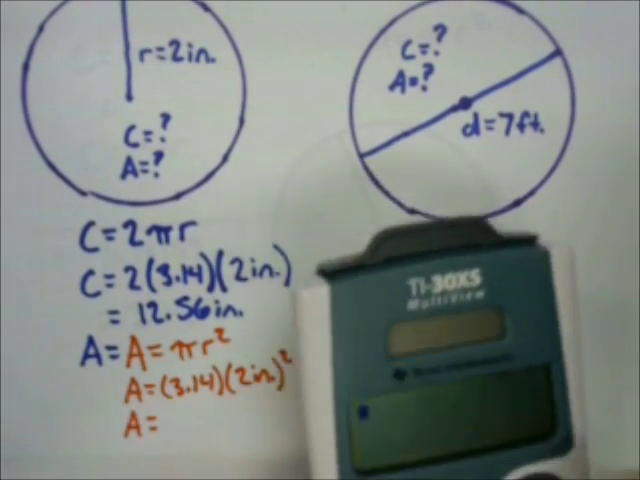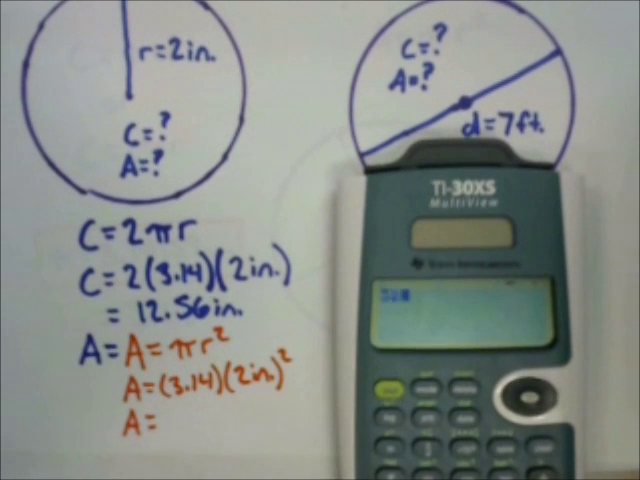I'm going to say 3.14, and now I'm going to multiply by 2 squared. And I have a squared function on my calculator. If you don't, you'll have to remember that squared means it's multiplied by itself. So that's really 2 times 2, or 4. So I could actually take 4 times 3.14. But here, my calculator has a function.